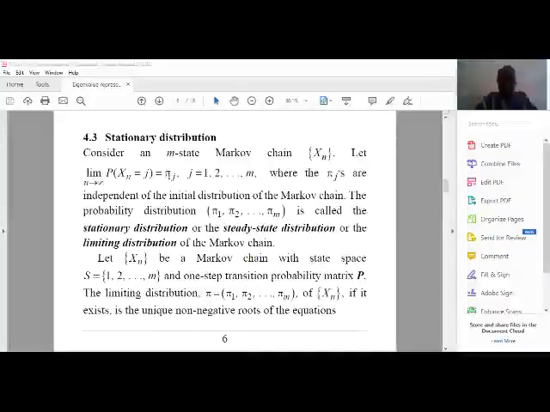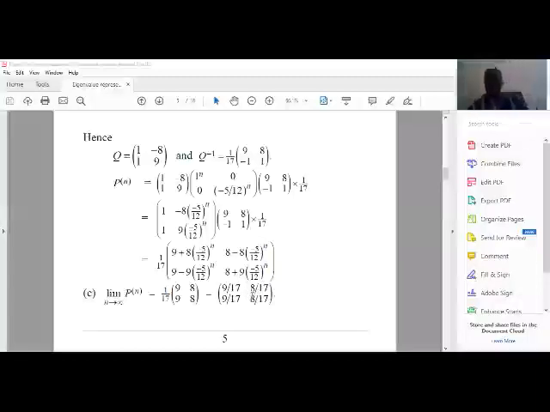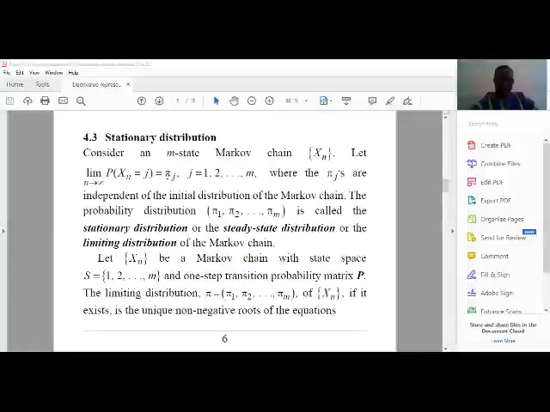We are going to represent the stationary probabilities using pi. So when you see pi 1, for instance, in this expression on page 5, pi 1 is 9 over 17, pi 2 is 8 over 17. If there's a third state, then we'll have pi 3. So pi is used to denote the stationary distribution for each column. The pi's are independent of the initial distribution of the Markov chain.